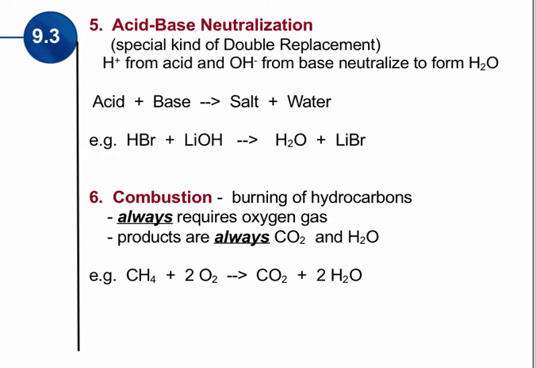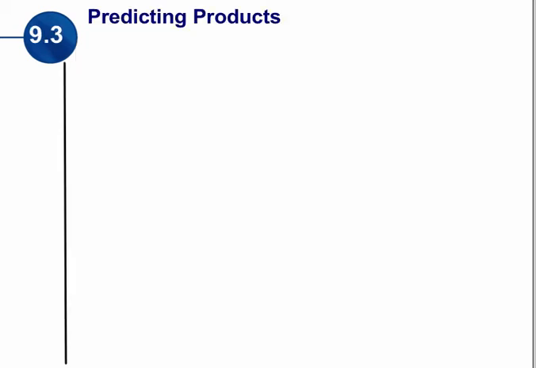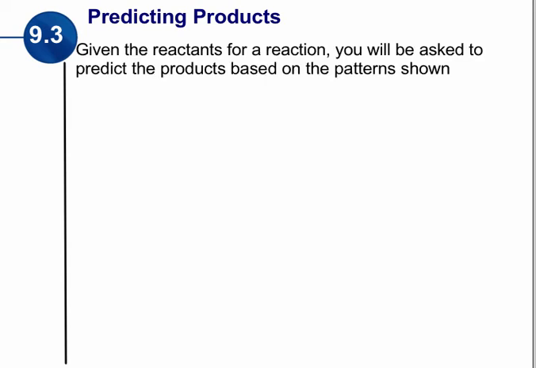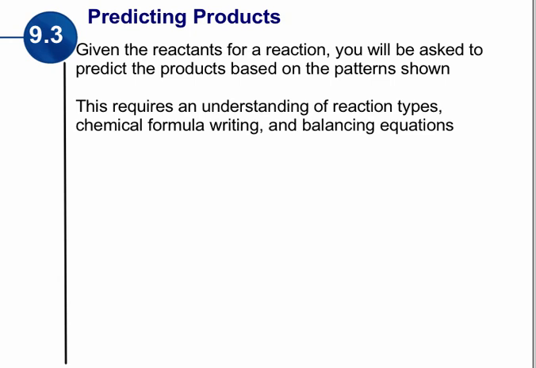Now, being able to recognize these patterns allows us to predict, and we really want to be able to predict the products in a reaction. So given the reactants for a reaction, you're going to have to determine the products that occur. And we want to be able to follow those patterns. Now, what's challenging about this is this requires an understanding of the types of reactions, what we've just looked at, writing chemical formulas, which we did in chapters 6, 7, and a little bit in chapter 8, and then balancing chemical equations, what we did earlier in chapter 9. All of this comes together to predict the products and write a balanced equation from those predicted products.